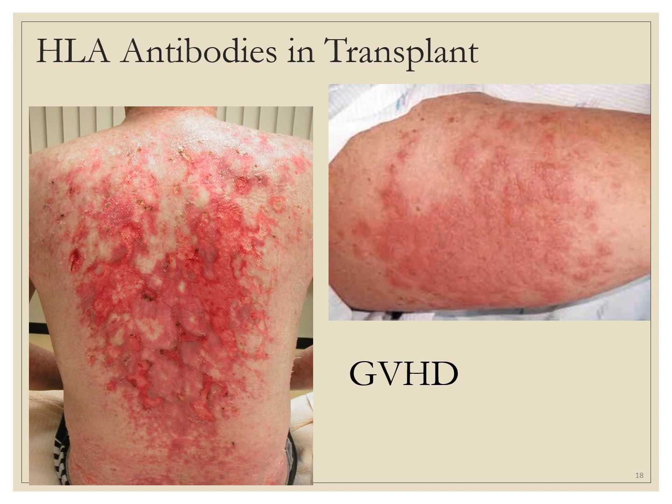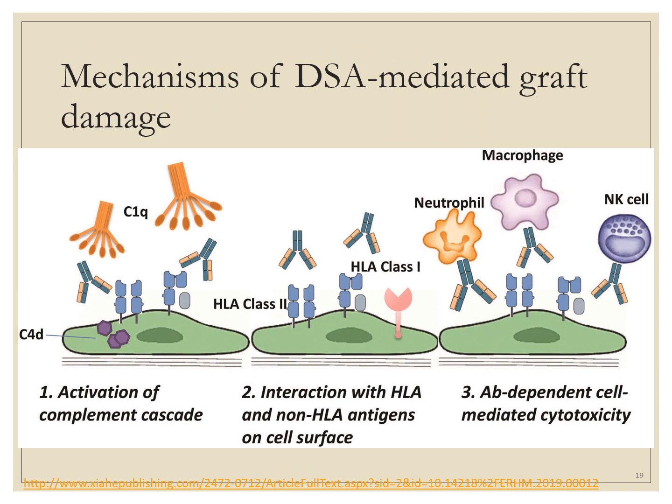And then we see graft versus host disease in transplantation. So it can have a very diverse set of symptoms. So this is the mode of action in donor-specific antibody-mediated graft damage. The complement cascade is activated. There's interaction with HLA and non-HLA antigens on the cell surface, and then antibody-dependent cell-mediated cytotoxicity takes place.